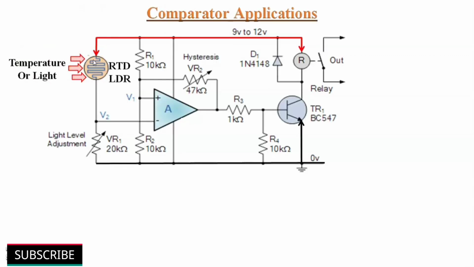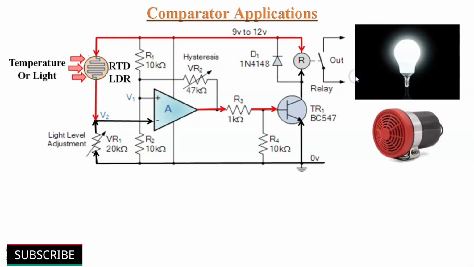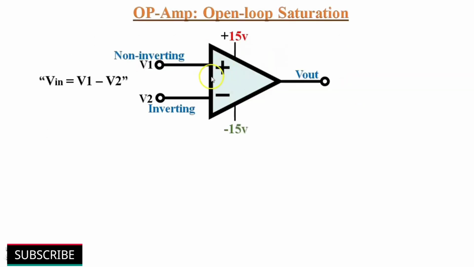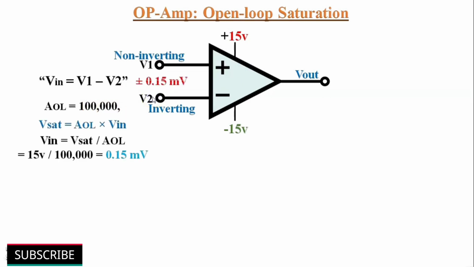Suppose you want to detect room temperature or intensity of light according to the sensor's input, this comparator will produce an output which turns on the relay, and a light or buzzer will switch on. However, we can use an op-amp as a comparator in open loop configuration, because an op-amp amplifies the difference between its two input terminals and has a very high open loop gain of 10 to the power of 5. So a very small difference between its two inputs makes the op-amp saturate.